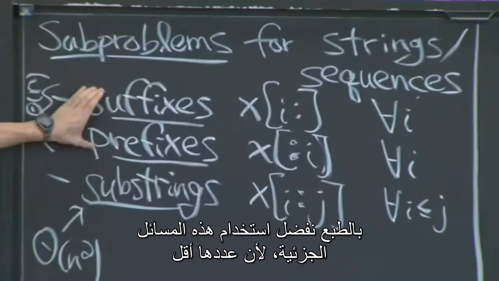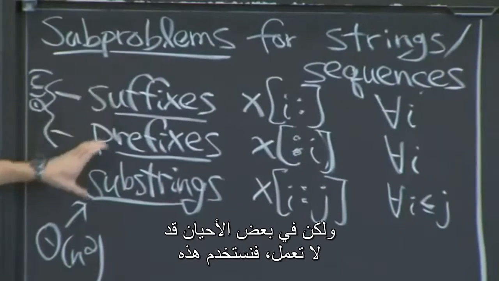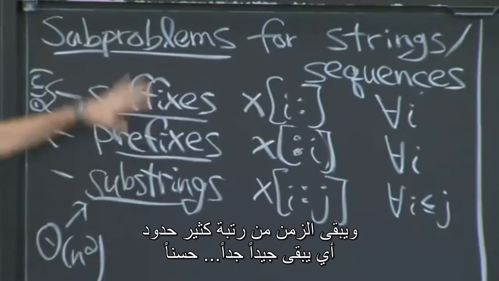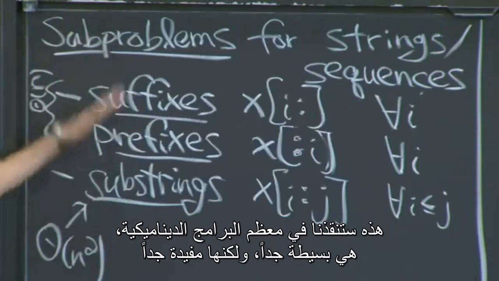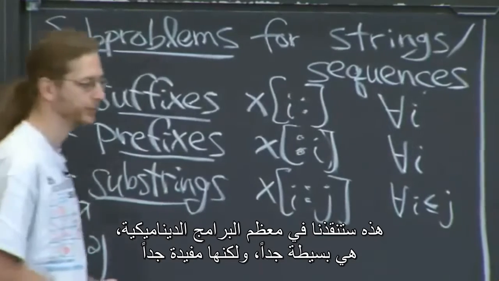So obviously you prefer to use these subproblems because there's fewer of them. But if sometimes they don't work, then you use this one. It's still polynomial, still pretty good. Okay, this will get you through most DPs. It's pretty simple, but very useful.